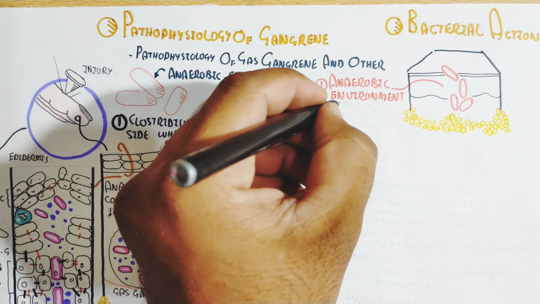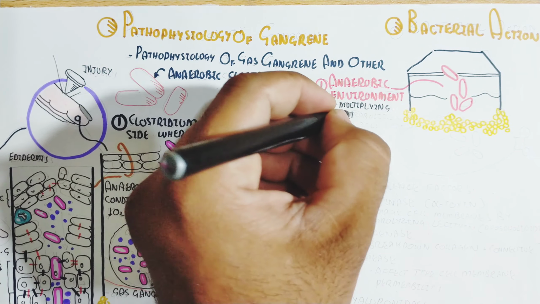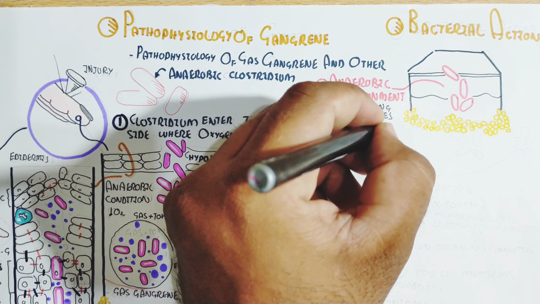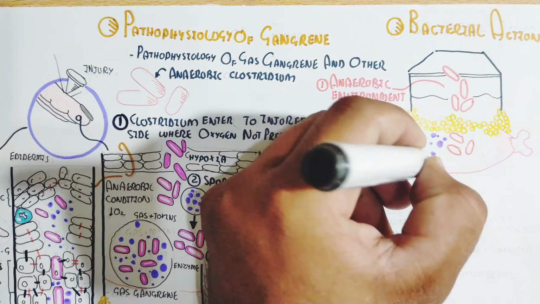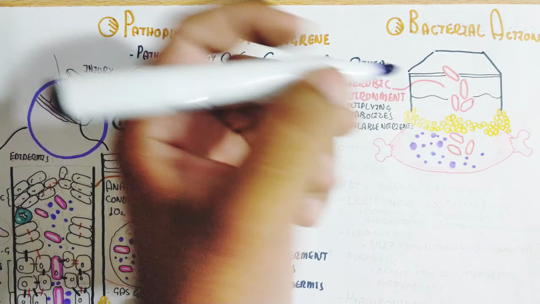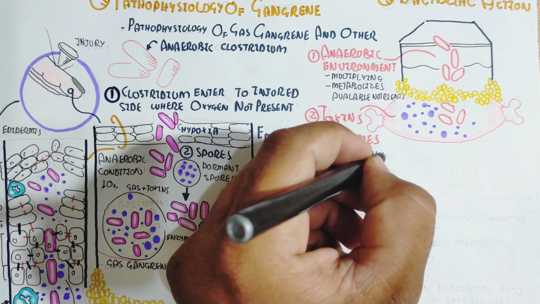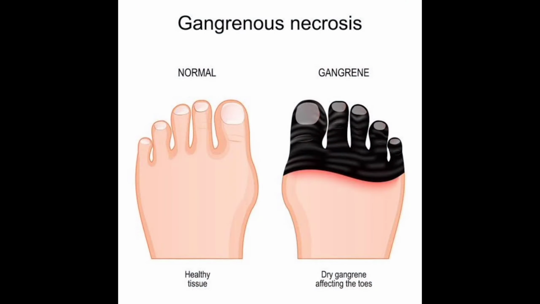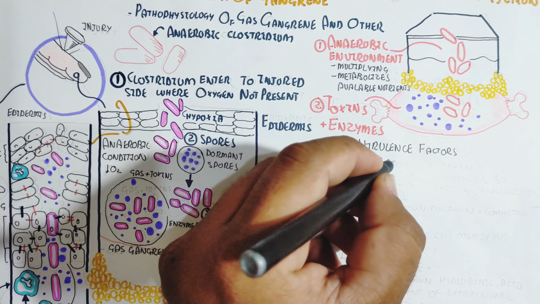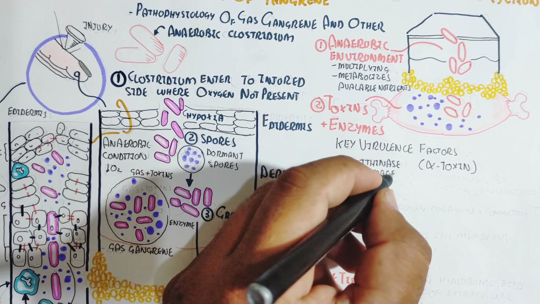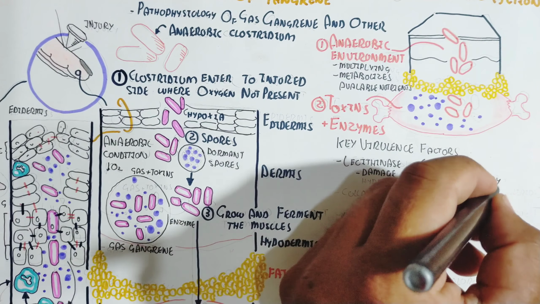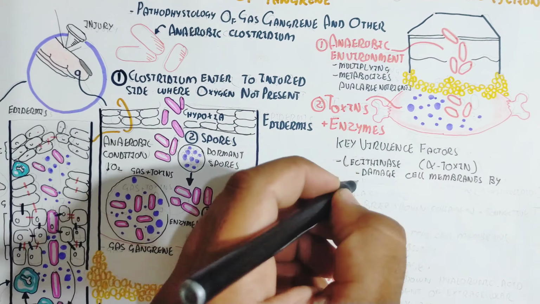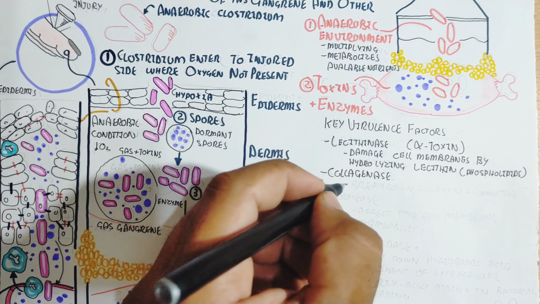Bacterial action, let's understand that. Whenever the bacteria invade, number one is the anaerobic environment, multiplying, metabolizing available nutrients, and toxin. Number two, enzyme and toxin production. For example, the key virulence factors can be lecithinase and alpha toxin, which damage the cell membrane by hydrolyzing lecithin, a phospholipid. So here you can see dry gangrene, or another type like gas gangrene, will occur.